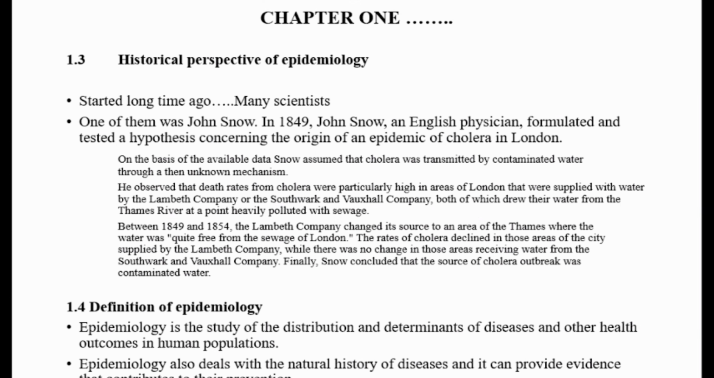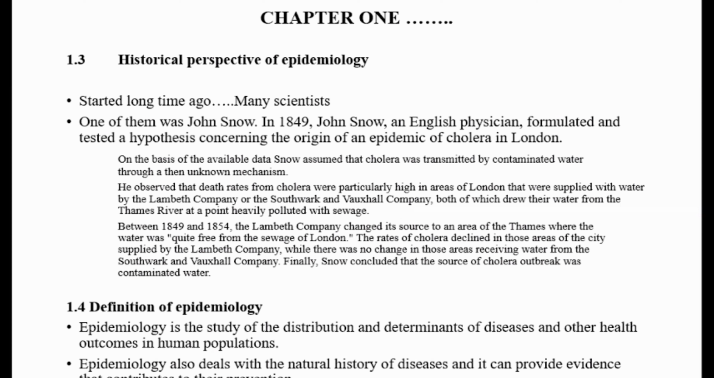But how? How does this happen? Nobody knows. So he observed that death rates from cholera were particularly high in areas of London that were supplied with water by the Lambeth Company or the Southwark and Vauxhall Company, both of which drew their water from the Thames River at a point heavily polluted with sewage. So there was a sewage system which polluted the river, and they used water from that river.